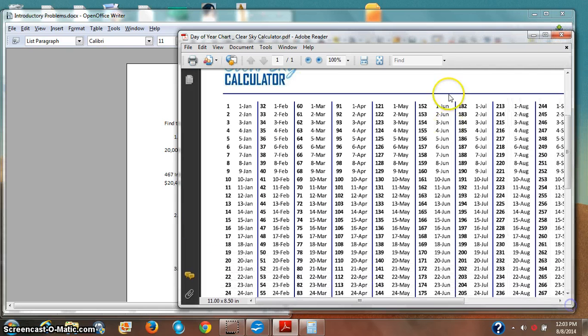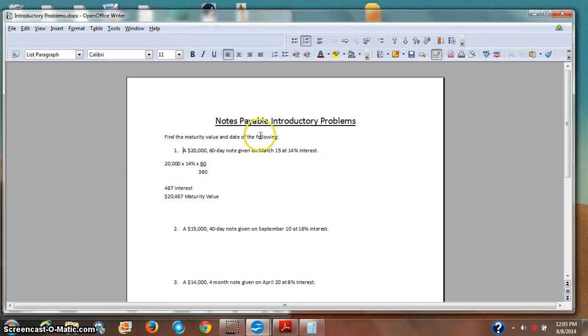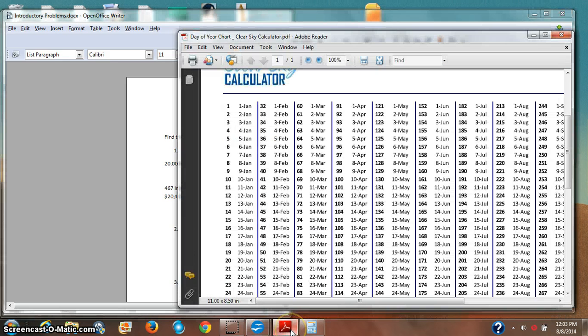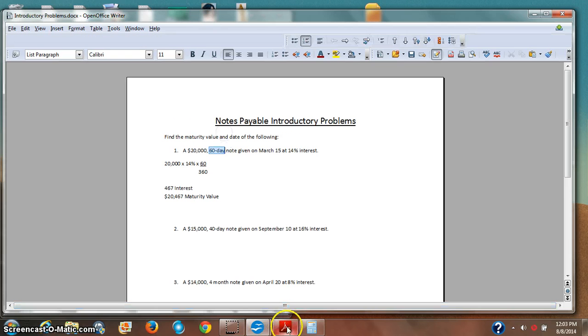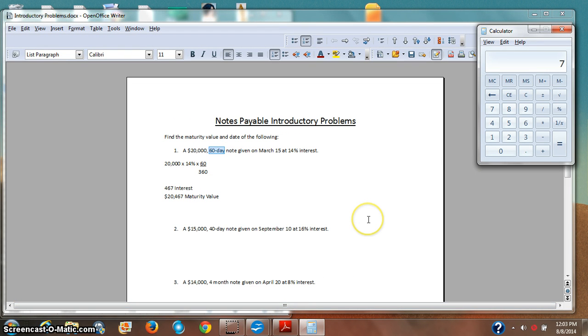So I'm going to use this to solve this problem. When is this note due? It's initiated on March 15. That's the start date of the note payable. I want to find the day on the other end of the year. So what I'm going to do first is look up March 15. March 15 is the 74th day of the year. Now I've got to add 60 days to that. So I'm going to start with 74 plus 60 days. That's 134.